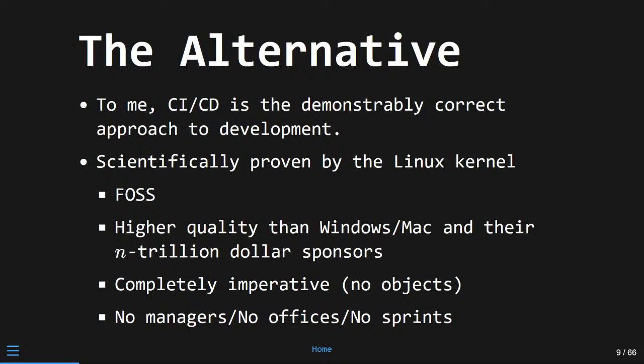So both Windows and Mac are sponsored by trillion-dollar companies, and they don't seem to have achieved the same level of code quality as either Linux or FreeBSD. FreeBSD has fewer functions, has less functionality, but has even fewer bugs, right?